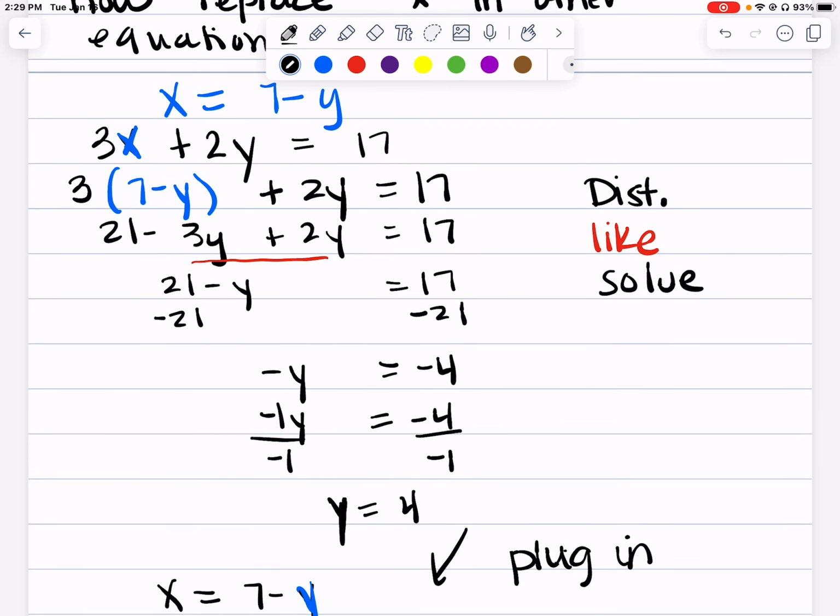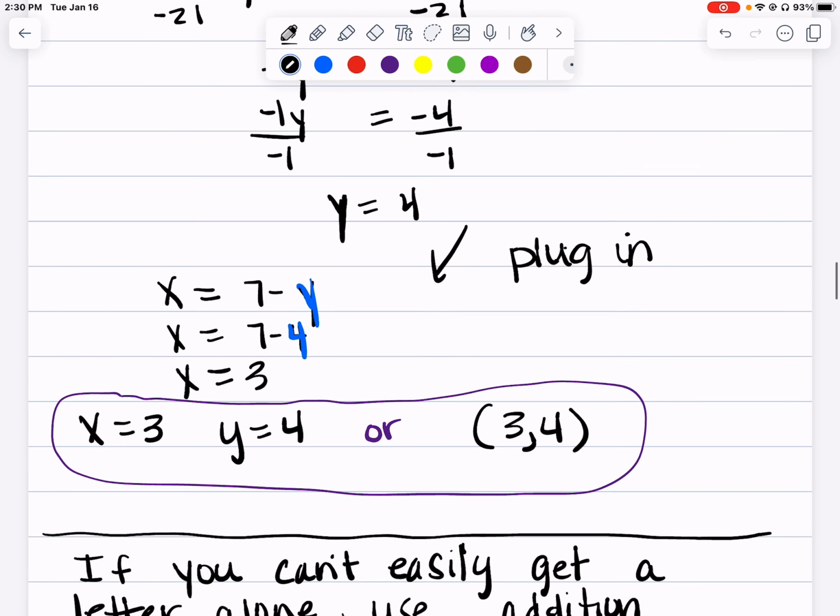We're ready to solve, so subtract 21 on both sides. Now that gives us minus y, so we have to divide by negative 1 to get y. Negative 4 divided by negative 1 is 4. So we need x. X equals 7 minus y, and we found y to be 4, so x equals 3.